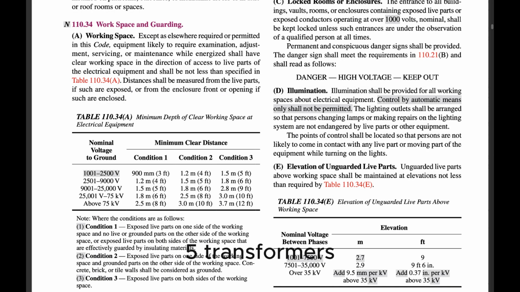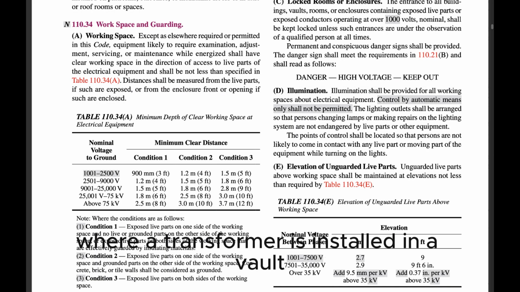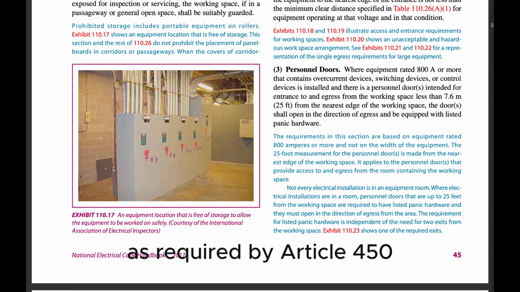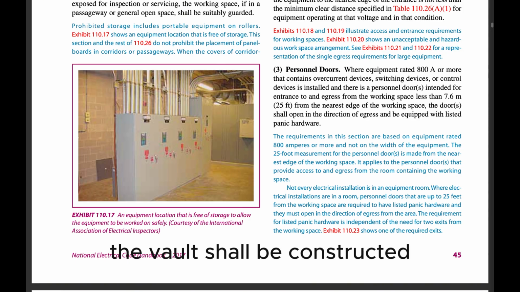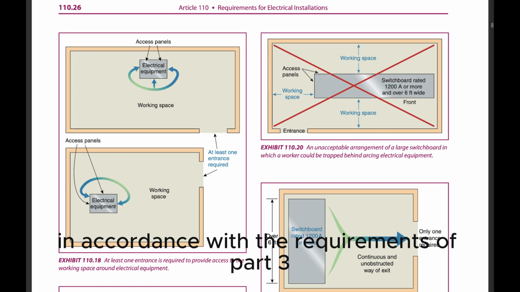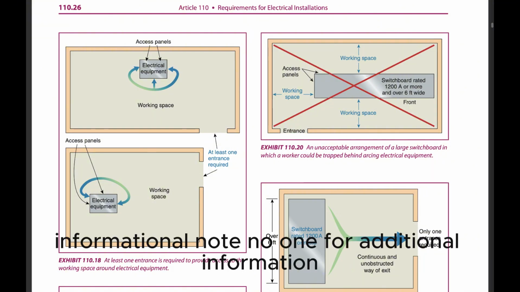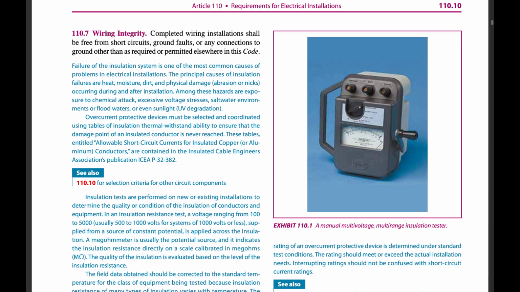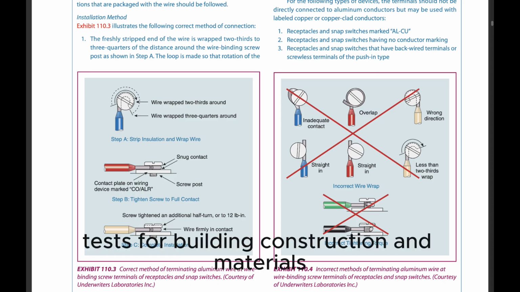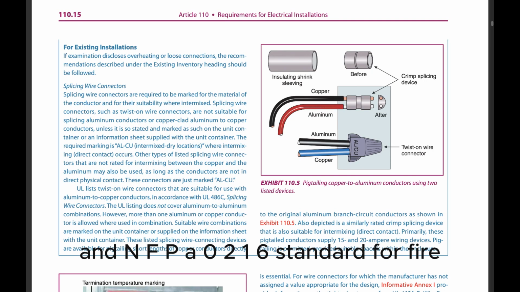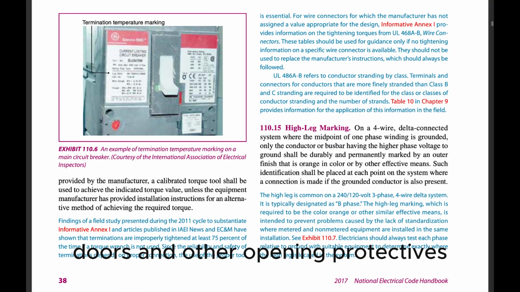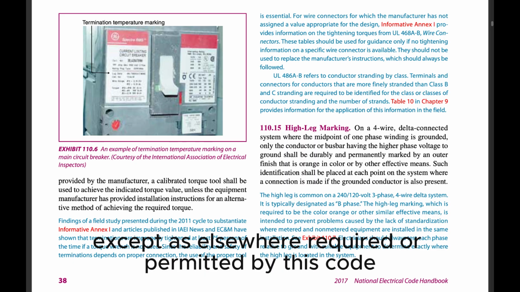5. Transformers. Where a transformer is installed in a vault as required by Article 450, the vault shall be constructed in accordance with the requirements of Part 3 of Article 450. Informational note No. 1: For additional information, see ASTM E119-15, Method for Fire Tests of Building Construction and Materials, and NFPA 80-16, Standard for Fire Doors and Other Opening Protectives.